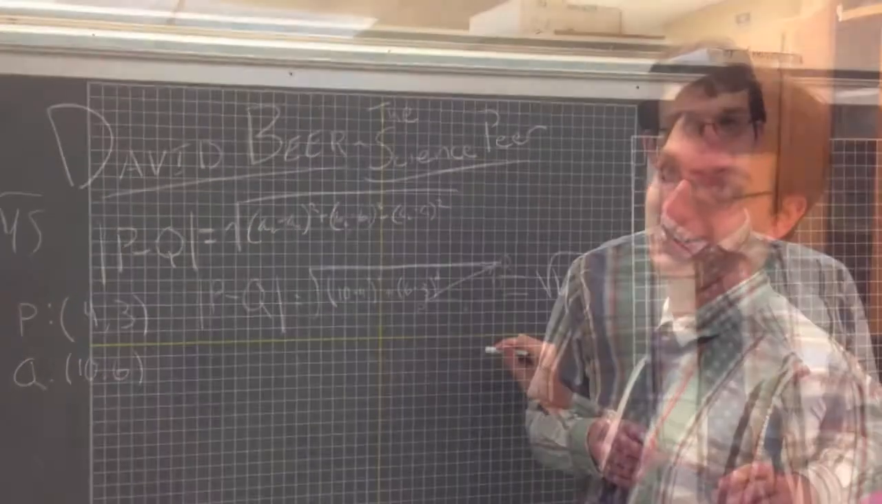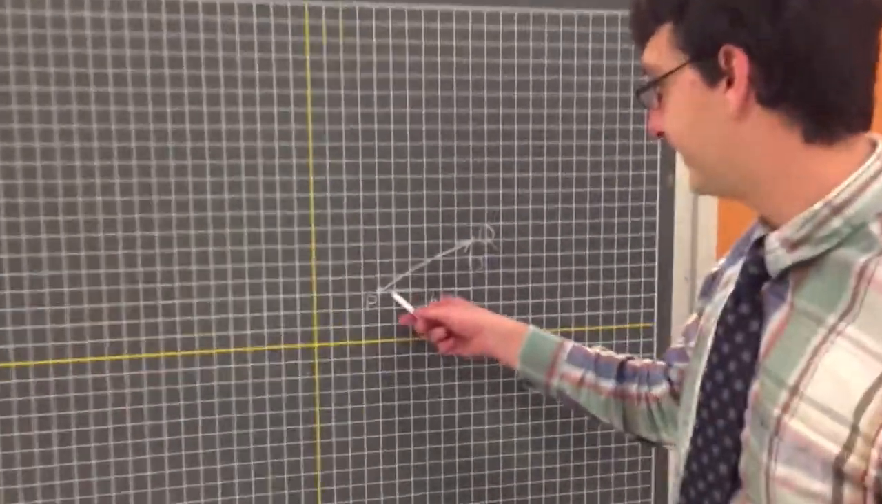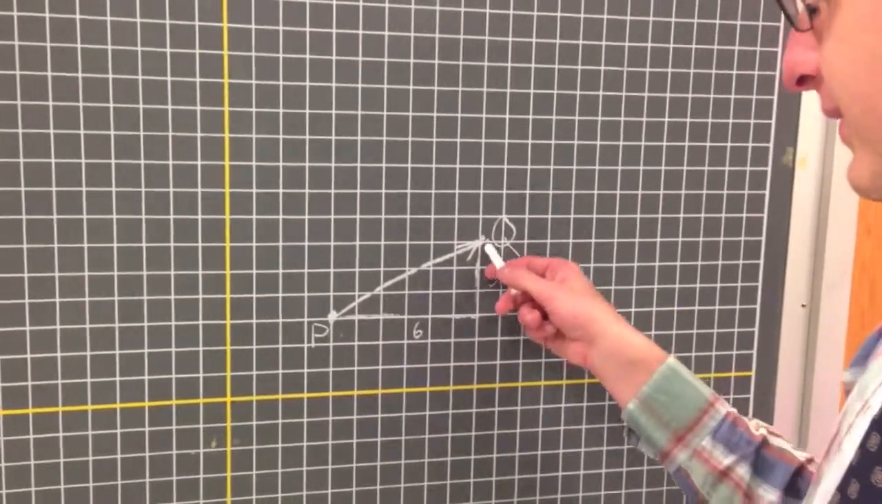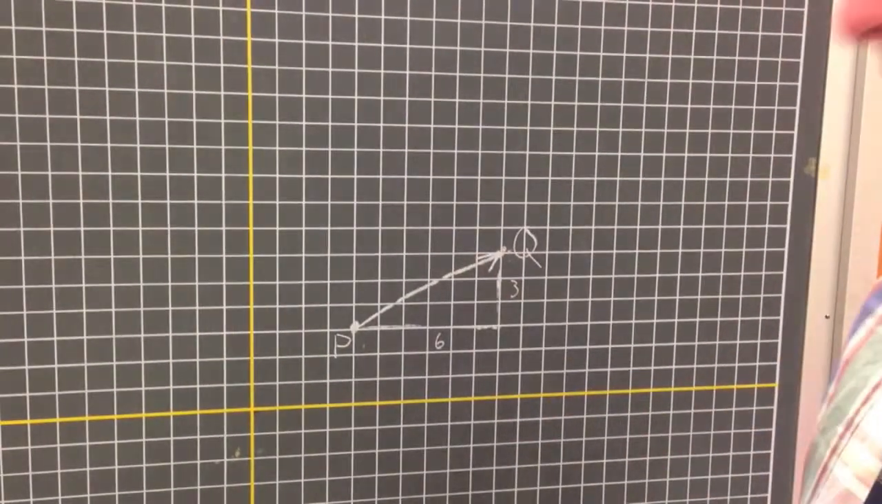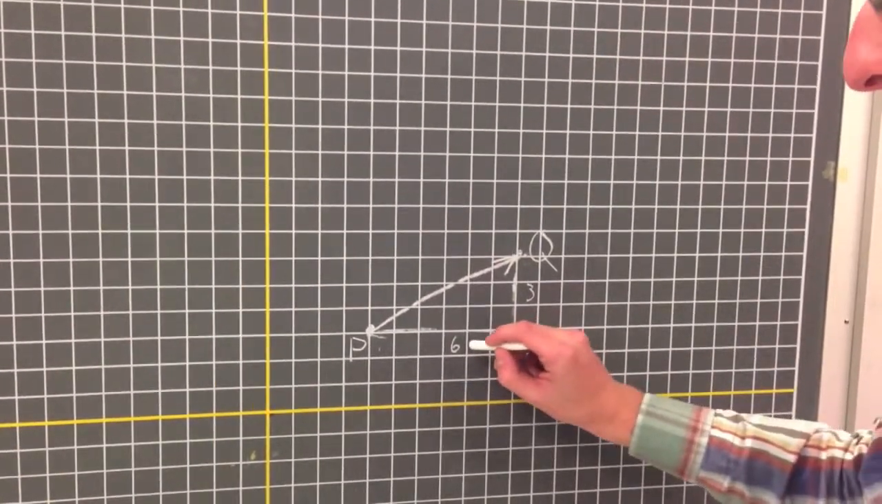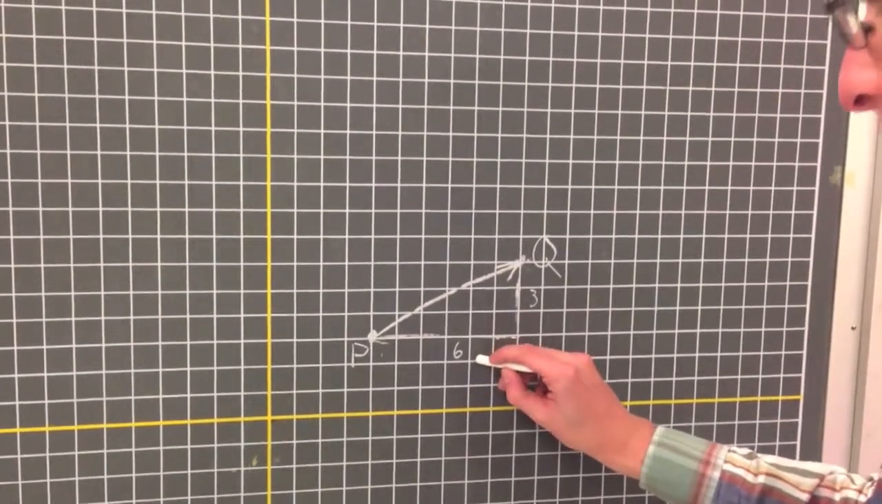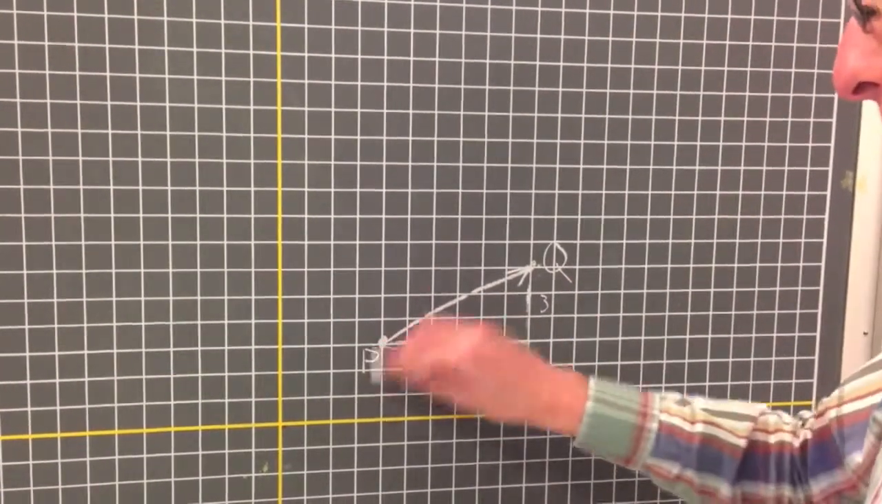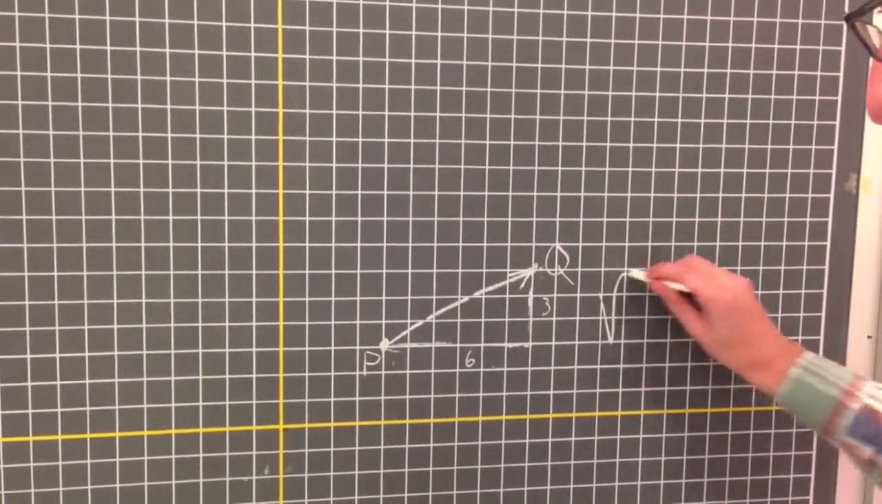Let's look at this visually. This is the same points we had before. Point P is 4, 3, point Q is 10, 6. So you take the horizontal part, which is 6, and you square it, plus the vertical part, which is 3, and you square that. Then you square root that, and you get root 45.